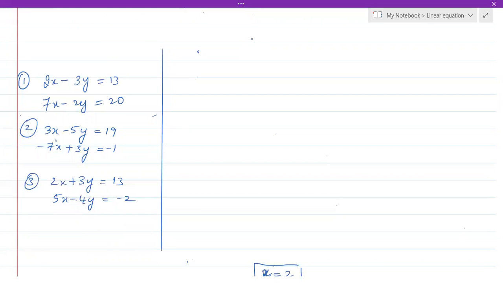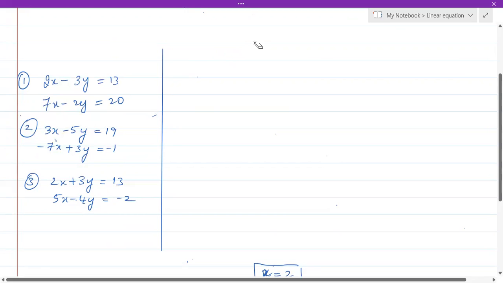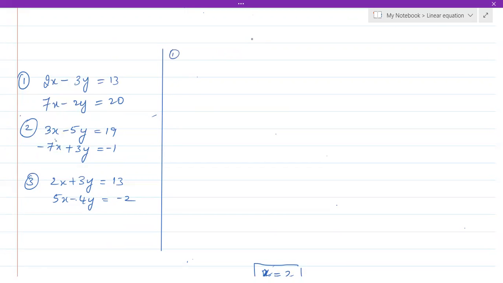So the first equation, as I told you, the RHS should be 0. So 2x minus 3y, get the 13 to the other side, it will become minus 13 equal to 0. Similarly, 7x minus 2y minus 20 equal to 0. Okay, make sure that the RHS is 0.